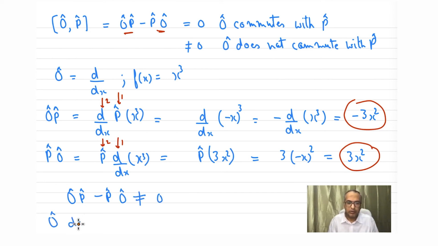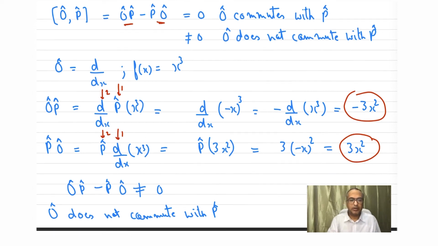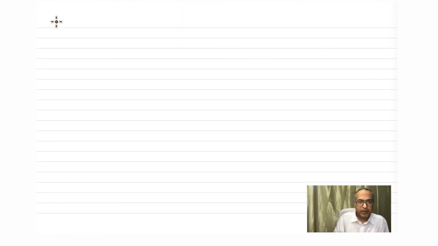So O does not commute with P. Okay. So our first condition of the corollary is not fulfilled here. So let us now look at another example. Let's take O as the second derivative, d square by dx square. Let us keep the function as x cube.